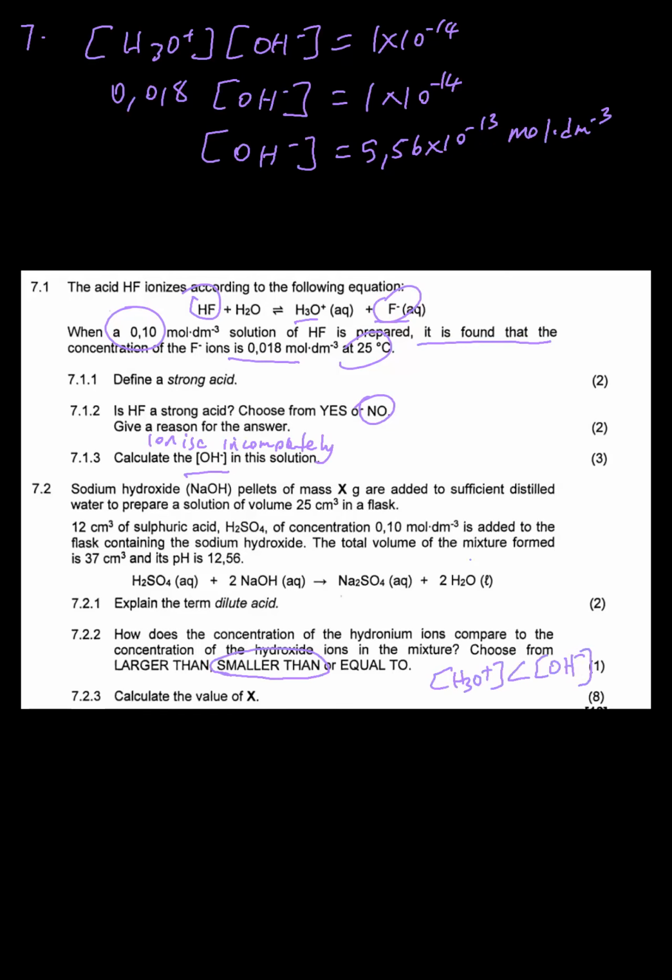How do we know that? pH. The pH represents that the solution is basic. And when the solution is basic, it shows us that the concentration of H3O plus is smaller than that of OH minus.